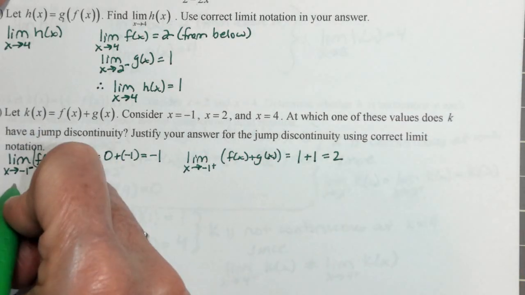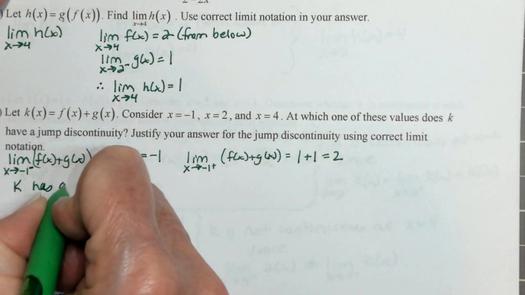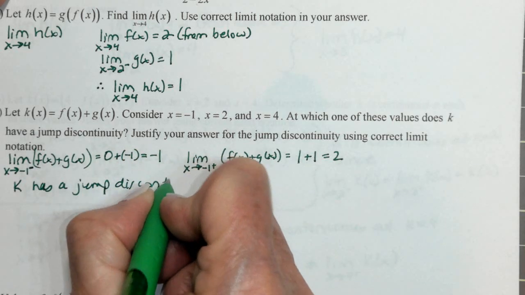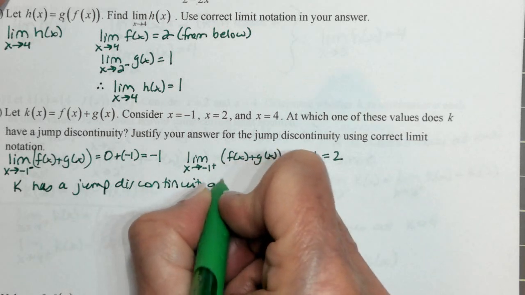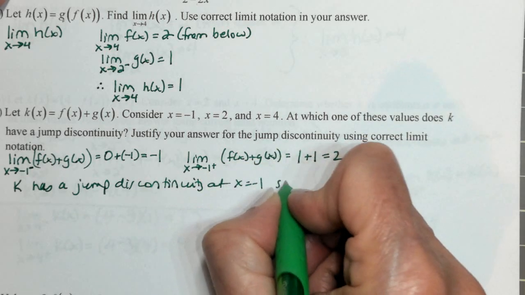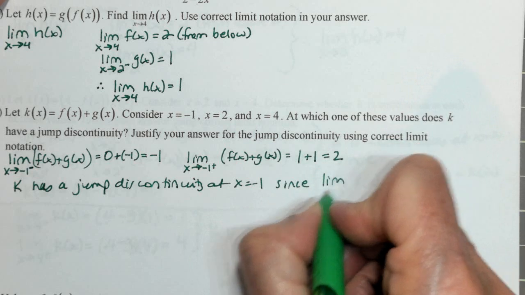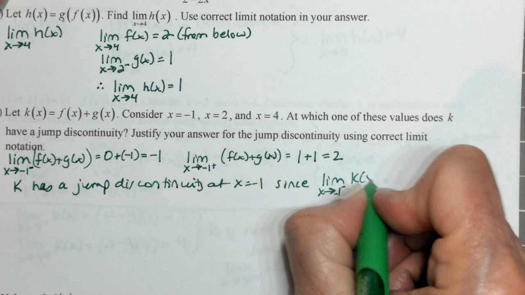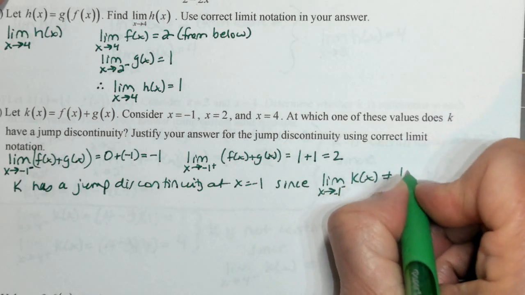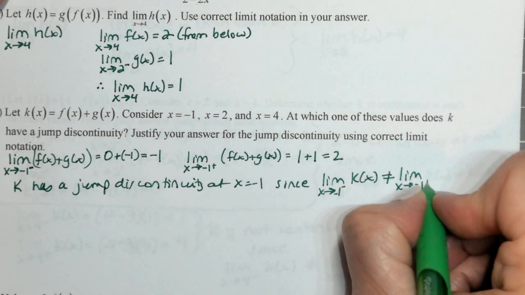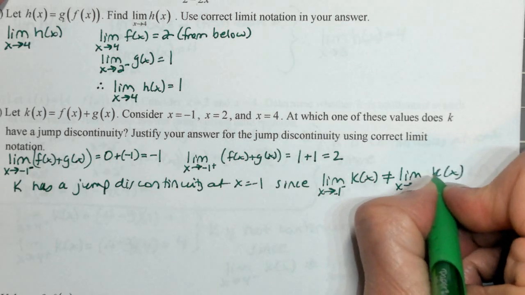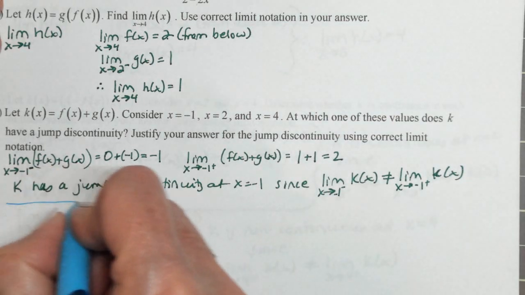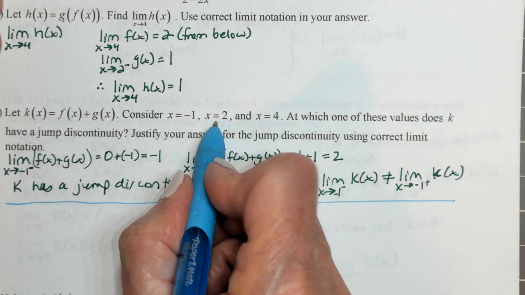So I can say k has a jump discontinuity at x equals -1, since the limit as x approaches -1 from the left of k of x is not equal to the limit as x approaches -1 from the right of k of x. Okay, that's how we do these. So next up, we're going to consider 2.